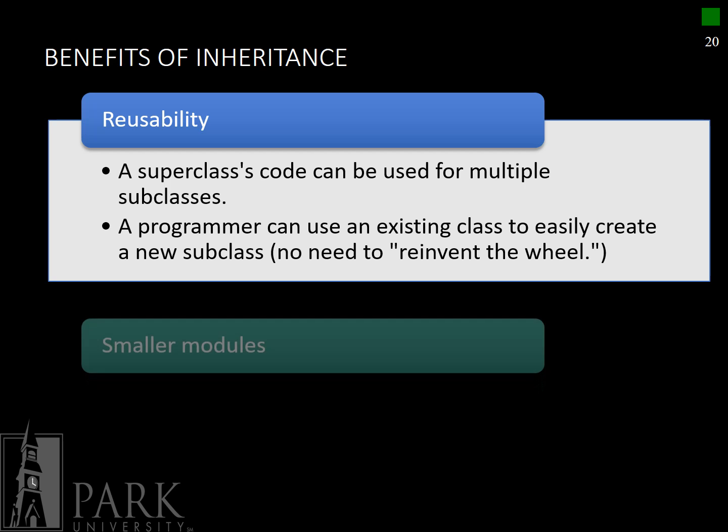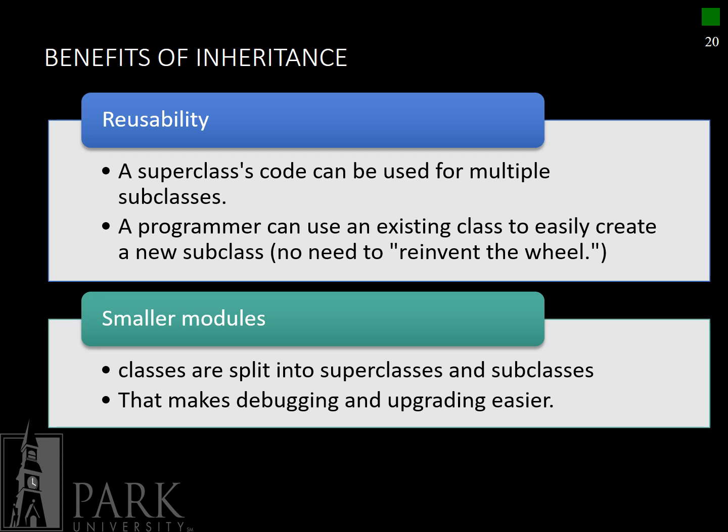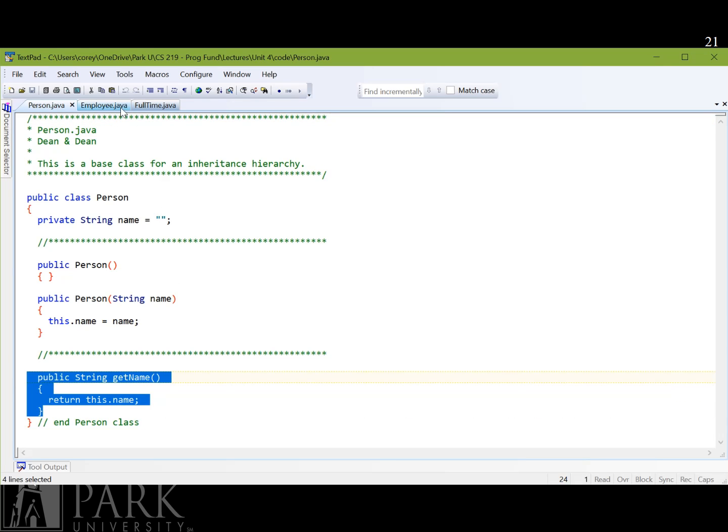Additionally, this leads to smaller modules. And this can make debugging easier as we don't have to weed through thousands or tens of thousands of lines of code. So here you can see an example of this at work. We have our person class where the person has a name, and we have a constructor to give said person their name, and we can also use a method to get the name from the person.